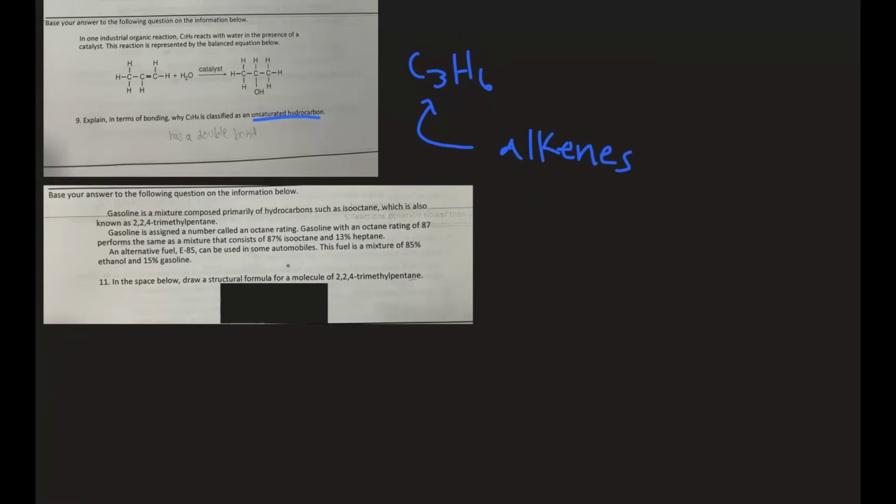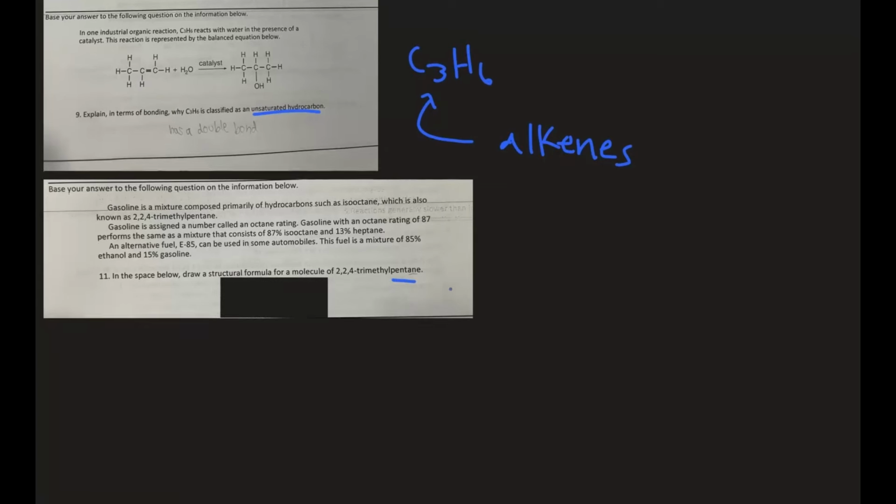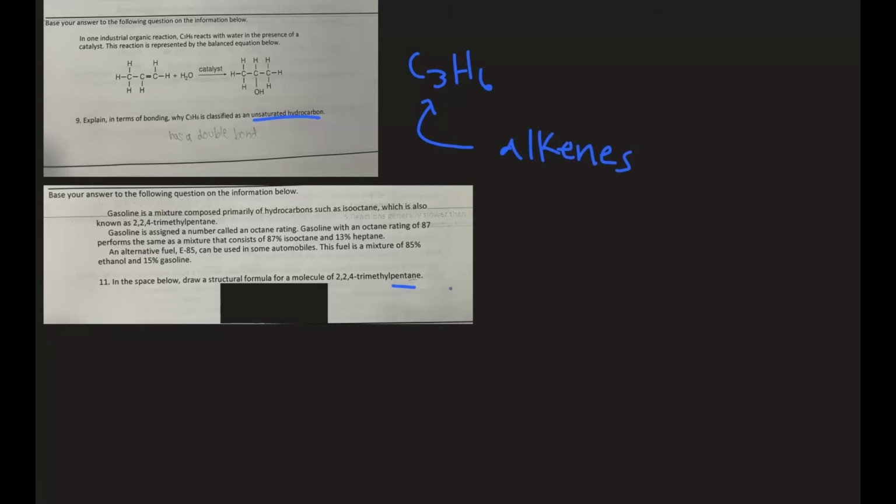All right, the last question here, number 11. In the space below, draw a structural formula for a molecule of 2,2,4-trimethylpentane. So when you get these types of questions, how should you approach them? Well, first, I would identify on the very right side what you actually have as the base of the hydrocarbon. In our case, that is pentane. So this is not one of those fancy alcohol, ester, ketone, whatever. So we can just draw out pentane, right?